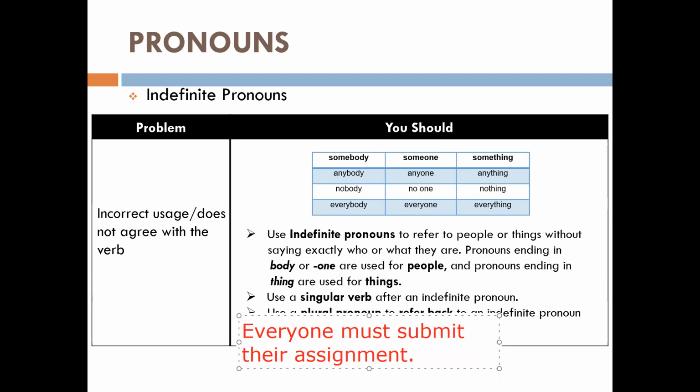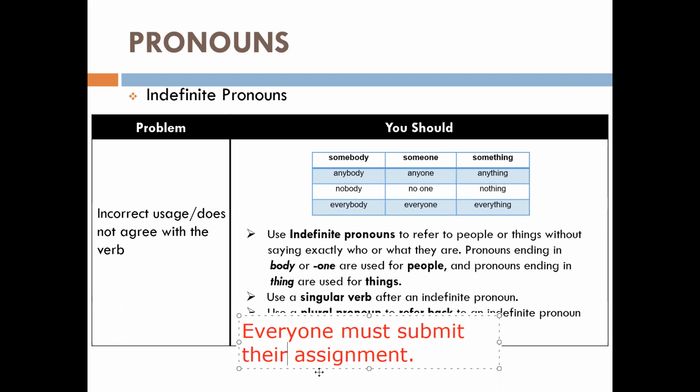Nakuha? So, ito yung everyone na indefinite pronoun. I am going to refer back to that pronoun, si everyone na naman. Hindi ko na pwedeng sabihin everyone's. Hindi ko pwedeng gamitin yun kasi repetitive, di ba? So, I will be using a plural pronoun there. Okay.